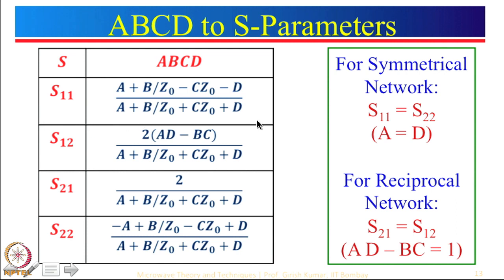So, I am not actually showing you the detailed derivation of that, but what we are interested in now is A, B, C, D to S parameter conversion. Why are we looking into that? Because we had seen earlier how a larger network can be divided into smaller networks for which we know the A, B, C, D matrix individually. By multiplying the A, B, C, D matrices of the individual networks, we can find the overall A, B, C, D matrix.